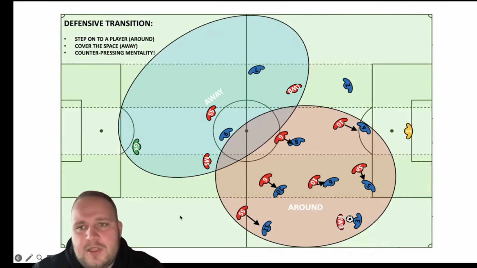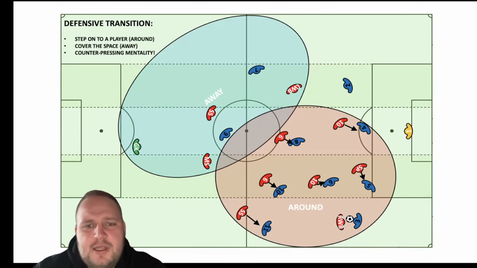So yeah, something that we worked at quite a lot. We worked on an offensive structure that was quite compact, so we give ourselves really good counter pressing conditions, and that was a big thing for us. So yeah, that's the presentation. As I said, this is what we showed the players.